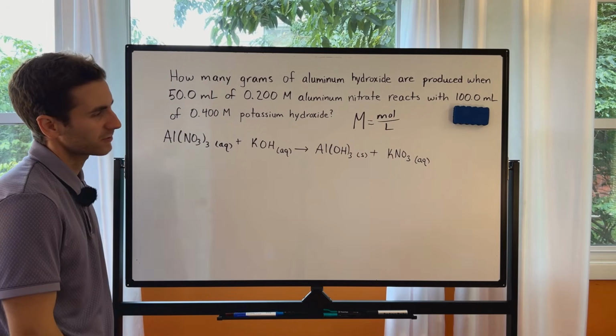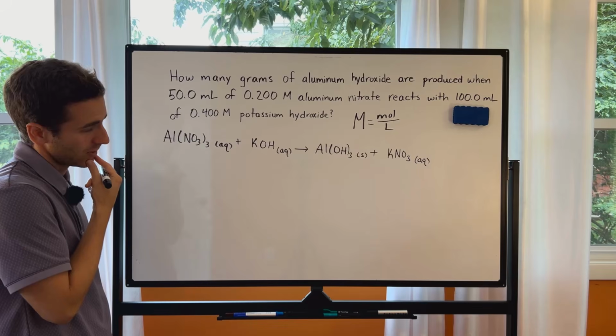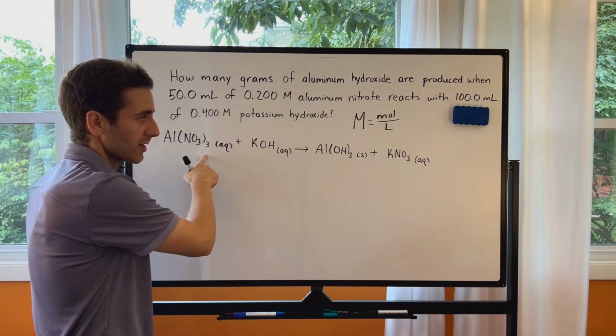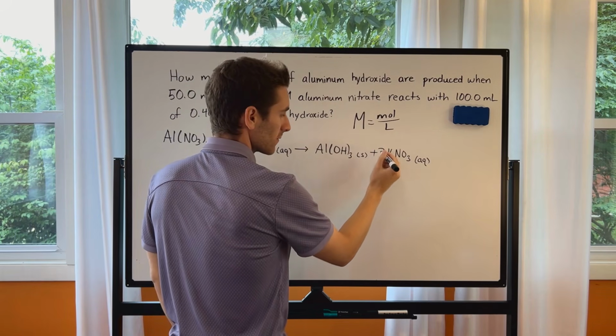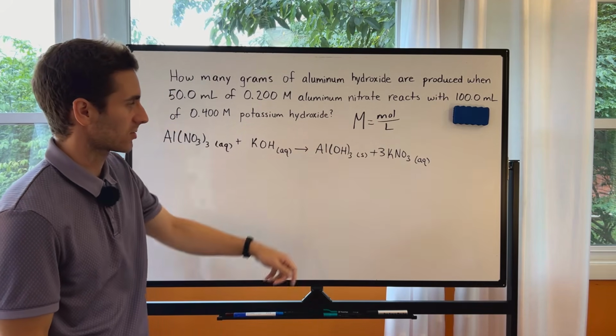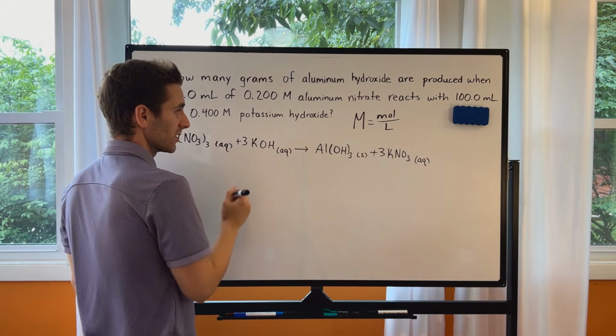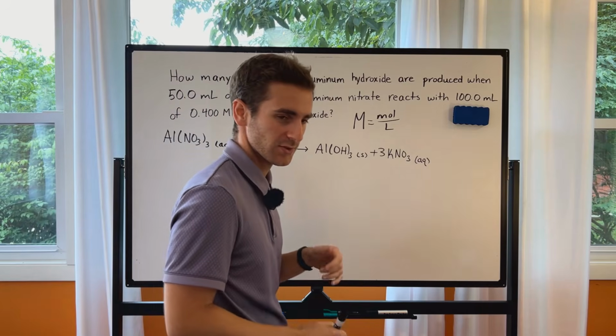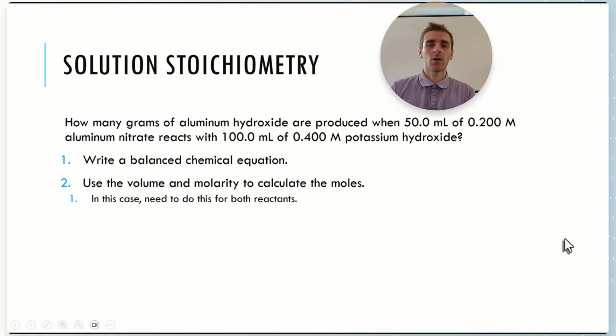So then we have to balance the equation with coefficients. So we have 3 nitrates here, so put a 3 in front of the KNO3. And then we have 3 Ks now, also 3 hydroxides. So put a 3 in front of the KOH. So that's our balanced equation. Now, typically with stoichiometry problems, we have to get into moles if we're not already given the moles of one of our substances.